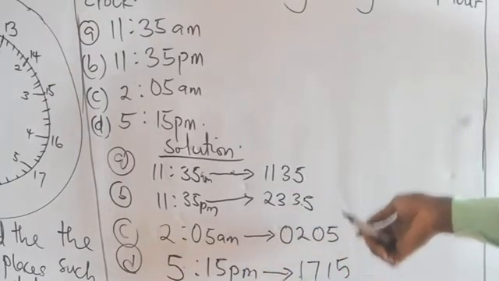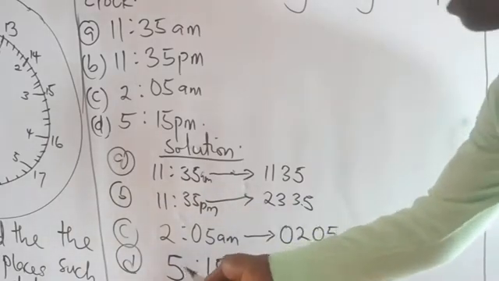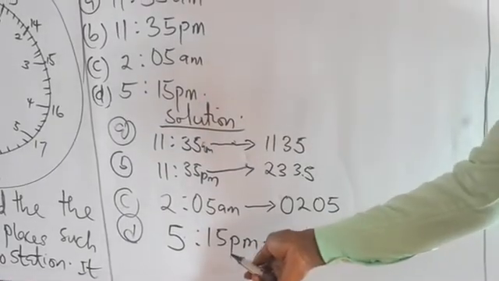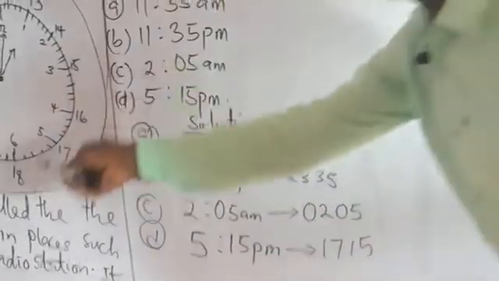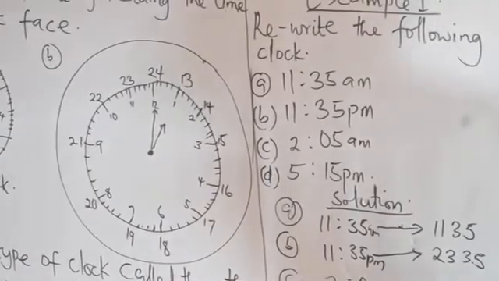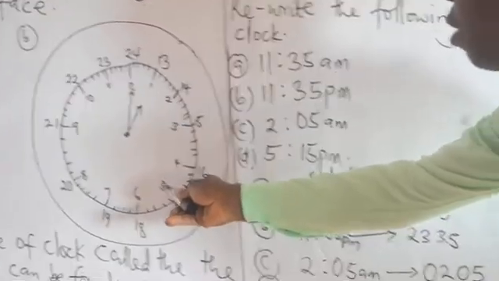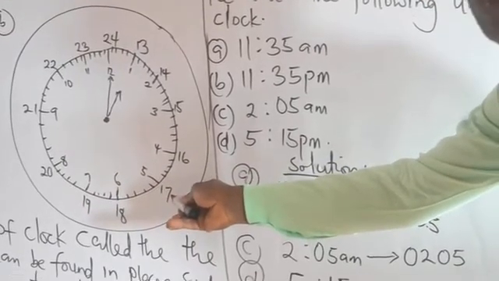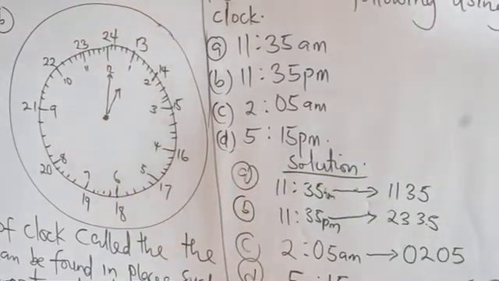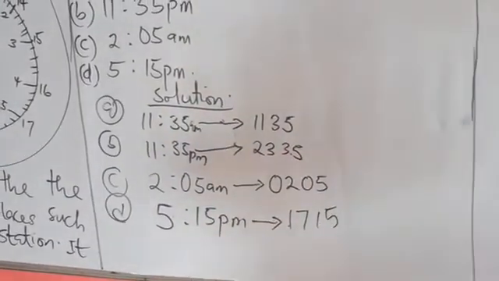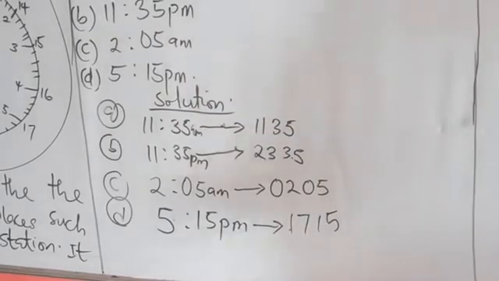02:05, that is 2:05. Then we'll have 5:15 p.m. Once it is p.m., you quickly look at what the value 5 represents in the 24-hour clock. 5 represents 17 in the 24-hour clock. So the time is 17:15. So 17:15 is also the same thing as 5:15 p.m.